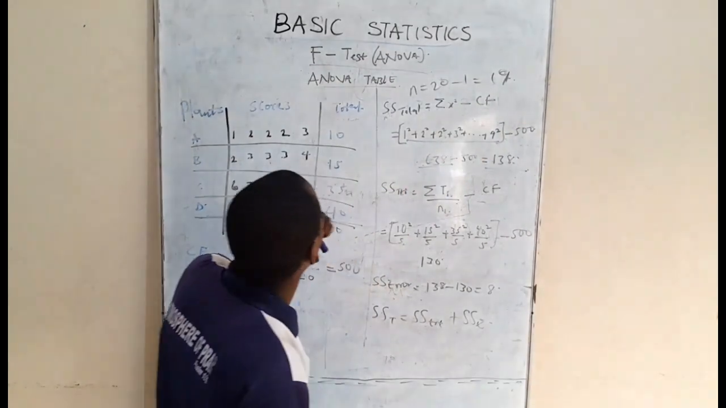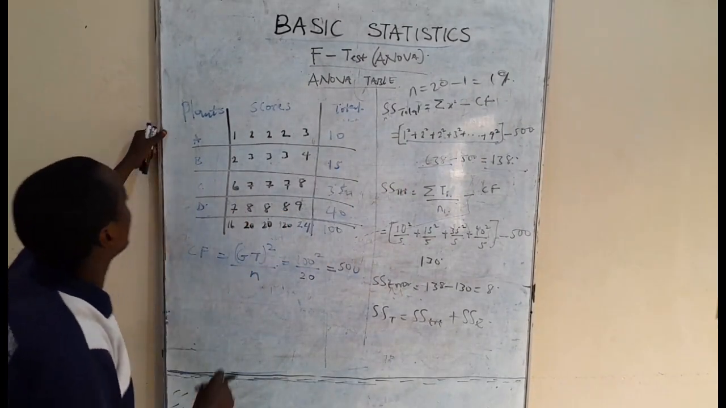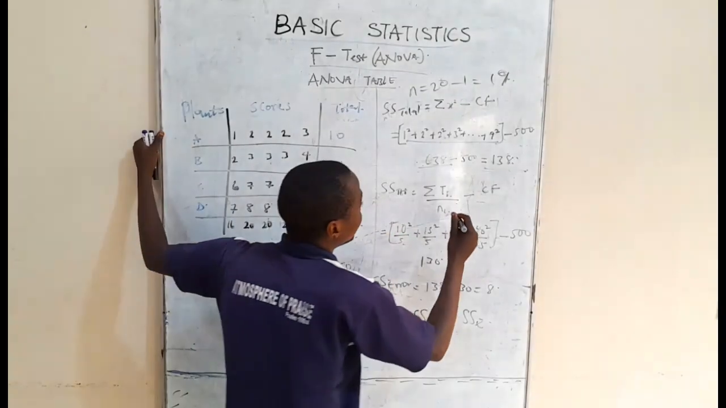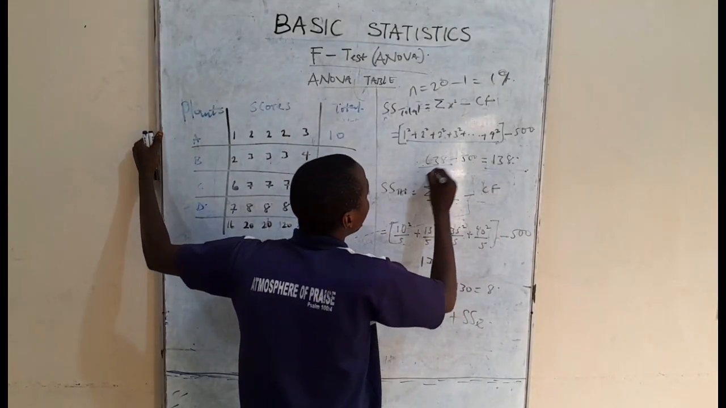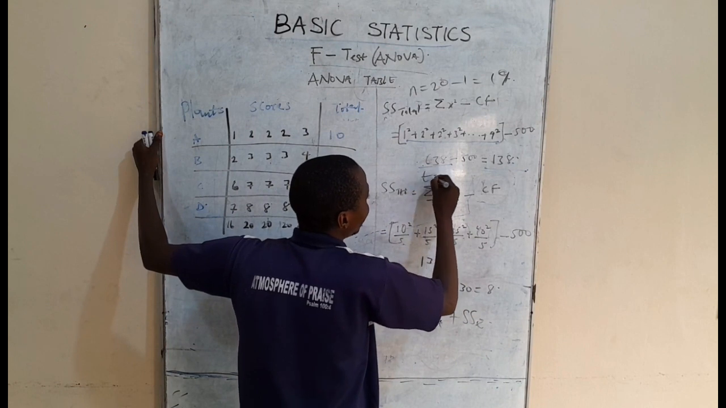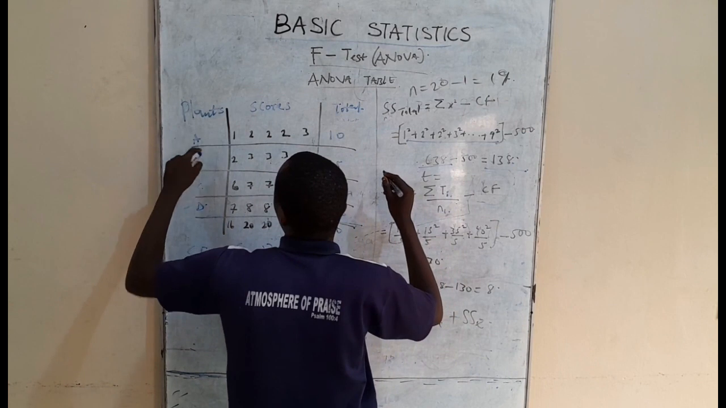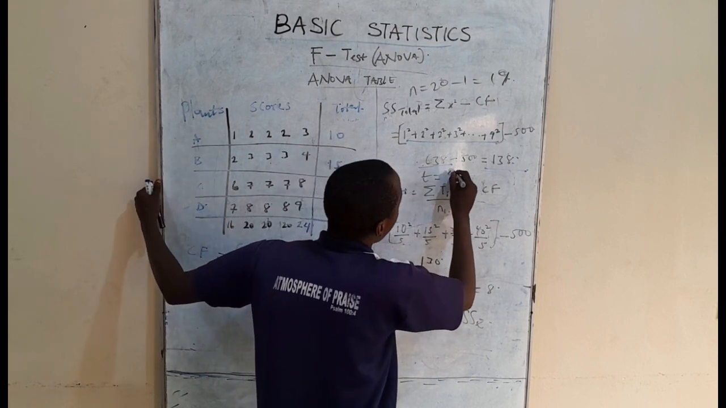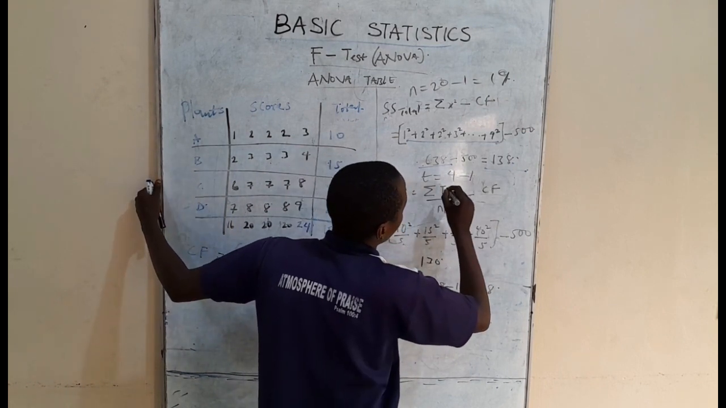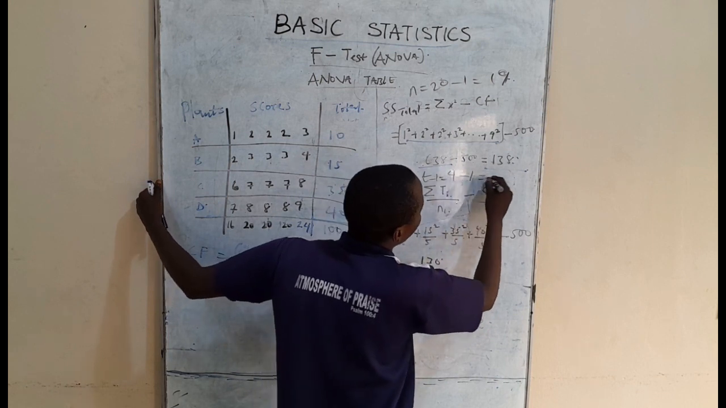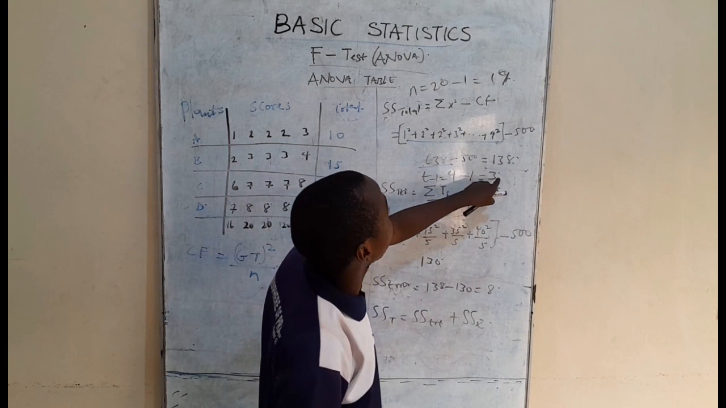Now, the degree of freedom for treatment: how many treatments do we have? 1, 2, 3, 4. The degree of freedom for treatment is the number of treatments, T, minus 1. Our T here is 1, 2, 3, 4. We have 4 groups, so 4 minus 1, which is 3. So the degree of freedom for the treatment is 3.